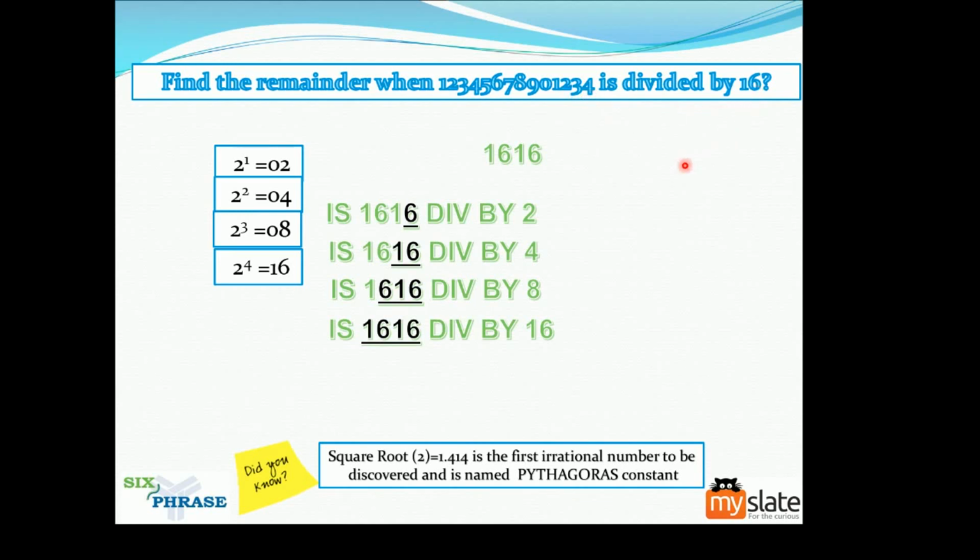Take the last 4 digits, 1, 2, 3, 4. So 1, 2, 3, 4 divided by 16. So finally you will get a remainder of 2, which is the answer.